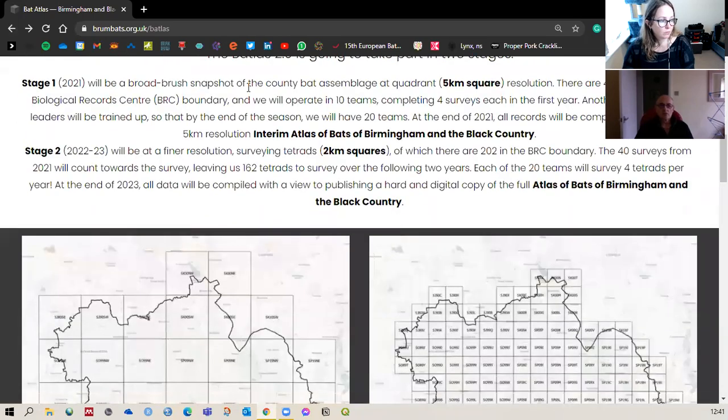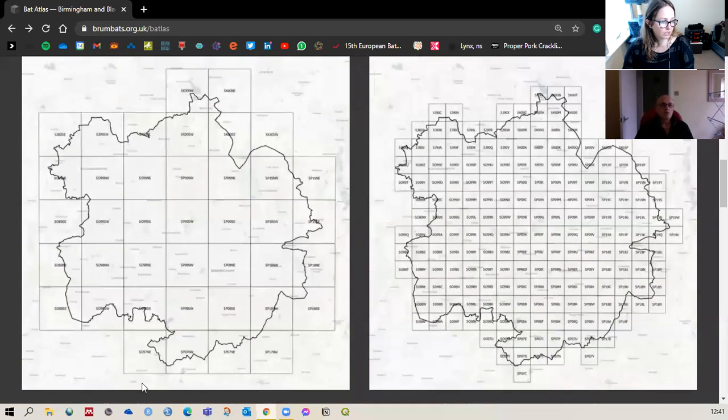In stage 1, we're going to be looking at 5 kilometer square resolution. So there are 40 5 kilometer squares in our county. And we will be surveying each one of those by placing an AudioMoth static detector in it for 5 consecutive nights during the survey season, which is going to be mid-July to the end of September, 10 weeks. So each of the 10 members of our bat group committee is adopting 4 of these squares and taking on up to 4 volunteers.